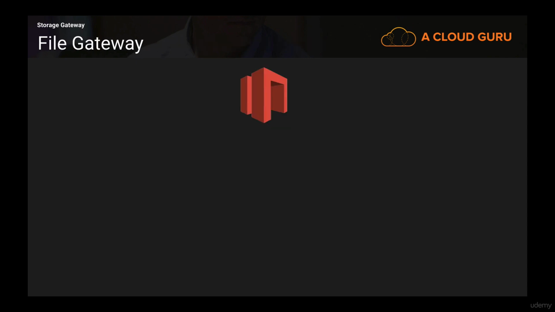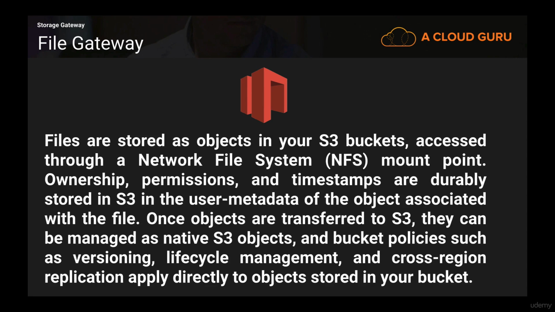So let's start with the easiest gateway, which is File Gateway. This is also the newest gateway and is most unlikely to appear in your exam, but if it does come up, let me know. But it's the easiest one to understand. Basically, files are stored in your S3 buckets, and they're accessed through an NFS mount point. Ownership permissions and timestamps are stored in S3, and the user metadata of the objects is associated with the file, so things like the file creation time, etc., the file type.